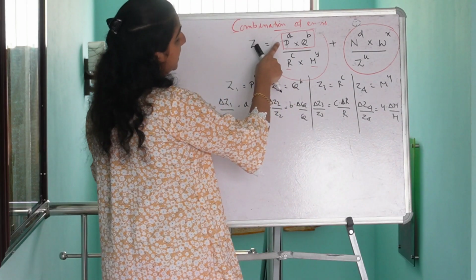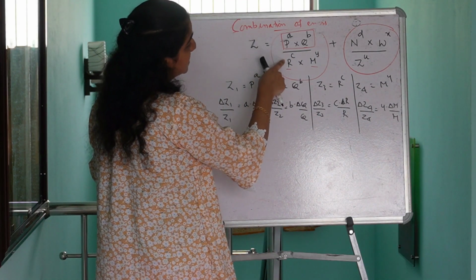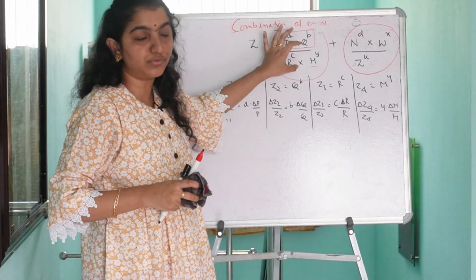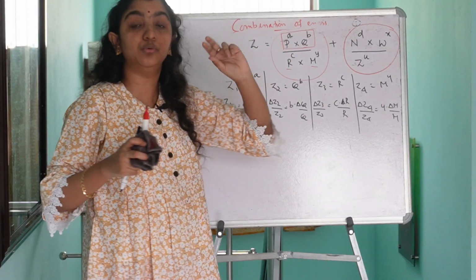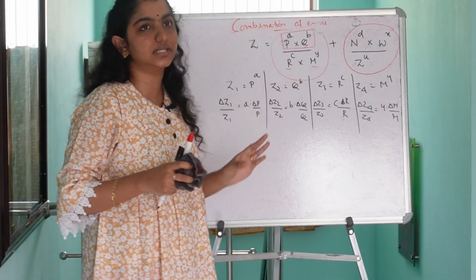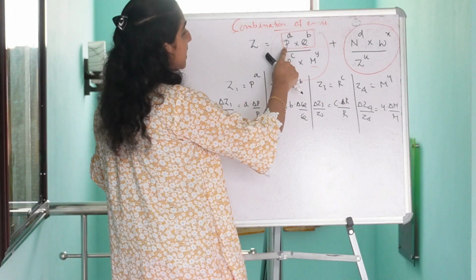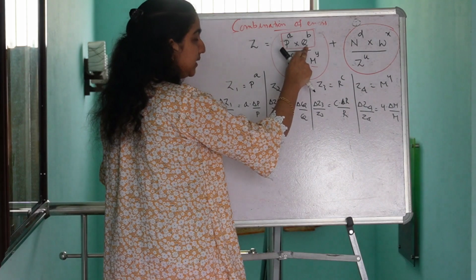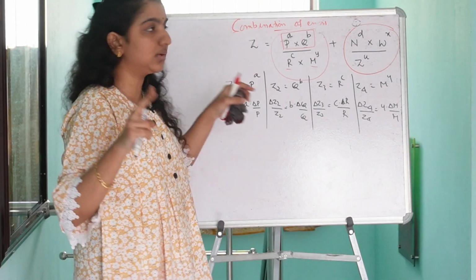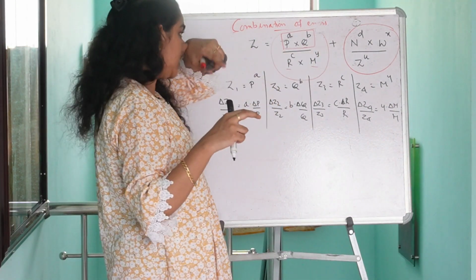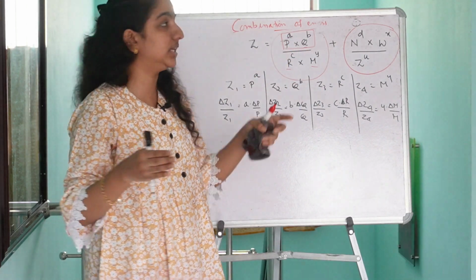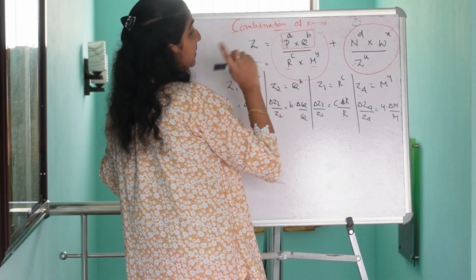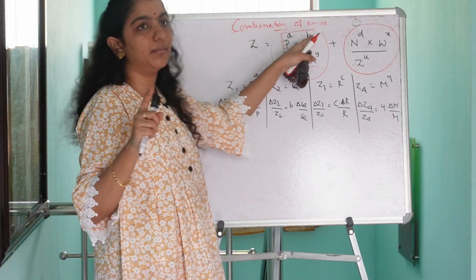Now this first term is in the form of a fraction. So first I am going to consider the numerator alone, then the denominator alone. In the numerator we have two physical quantities, that is p and q. Here the operation involved is, not addition, multiplication.